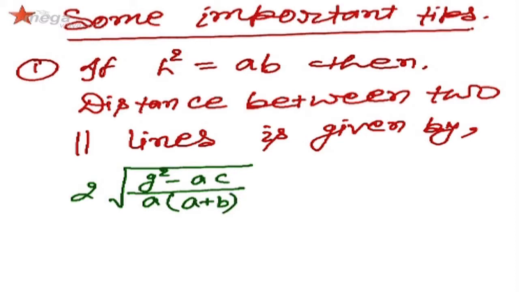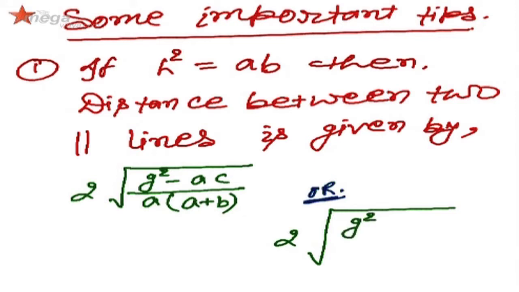When you open this bracket, it becomes a square plus ab, and according to this condition, ab is equal to h square. So you can write it as 2 into root under g square minus ac upon a square plus h square. So this is the first. Now I am writing the second one.